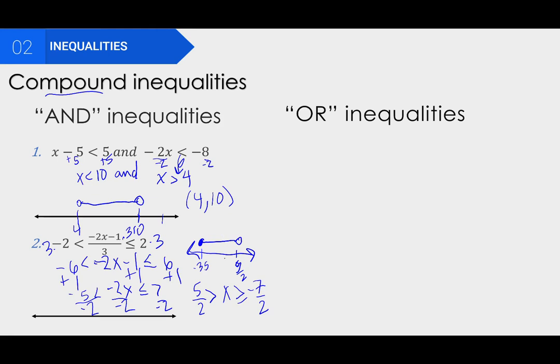So that's what an inequality will look like. You're going to have two sides to it, and it'll be wherever the two inequalities overlap. Now for OR inequalities, not both criteria have to be met. Just one of the criteria has to be met.